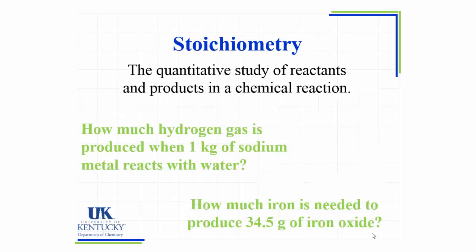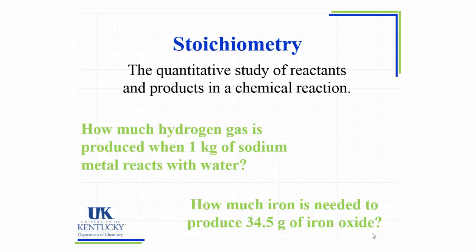So stoichiometry is the quantitative study of reactants and products in a chemical reaction. Some of the questions we can answer by using stoichiometry are: how much hydrogen gas is produced when 1 kilogram of sodium metal reacts with water? Or, how much iron is needed to produce 34.5 grams of iron oxide? Many questions like this can be answered using stoichiometry.